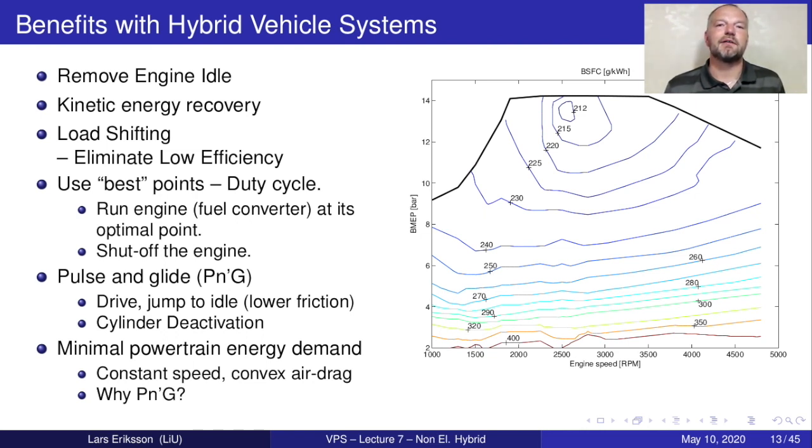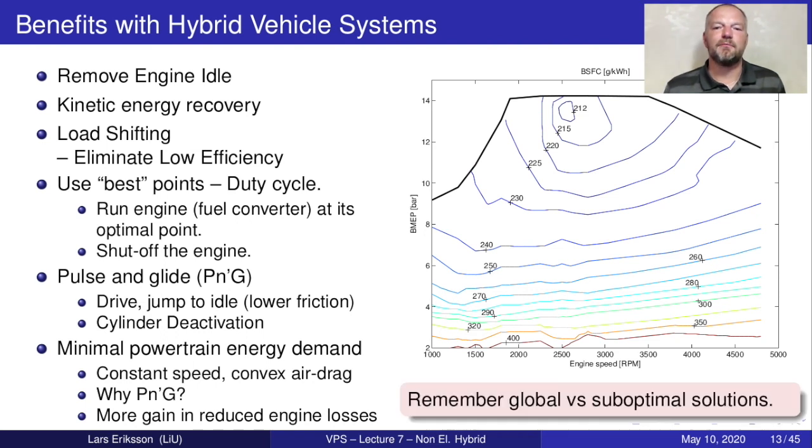Well, the case is that we can take a little bit of punishment in terms of the total energy demand at the expense of getting a better fuel economy of the engine, especially with the engine on, operating in a good point, and turning the engine off. The reason why this gets beneficial is that we get more gain in the reduced engine losses. And the key message to you is that you should remember global optimum versus suboptimal solutions. To go at constant speed is good, but it might be a suboptimal solution if we have access to other features.